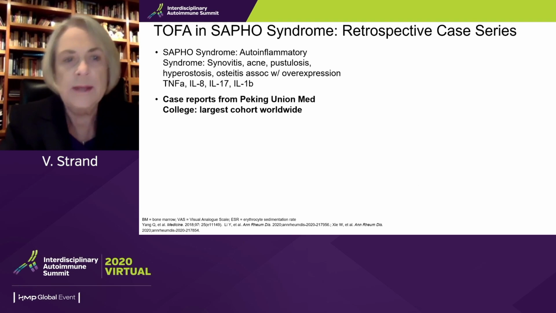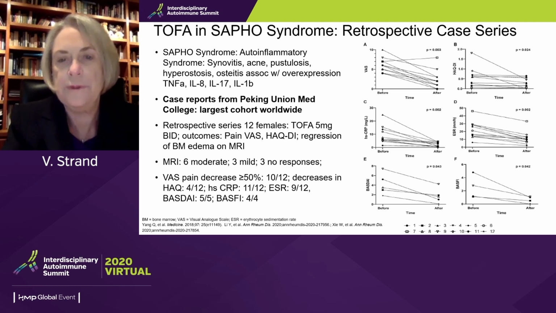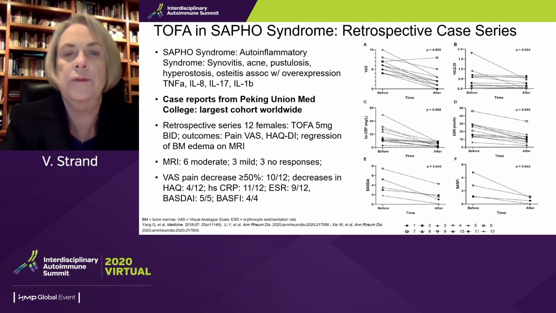Now, this is SAPHO syndrome, and this is case reports from the Peking Union Medical College. It has the largest cohort worldwide. And these were 12 females, a retrospective series. And as you can see, almost all of them reported improvements. Visual analog scale for pain, BASDAI, ESR, BASFI, BASDI, and high sensitivity CRP. Very interesting.